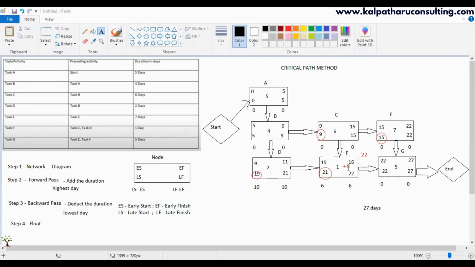Where does the 6 come from? This float. You can delay the activity to the extent of this float, and it will still not impact the schedule. That is what float is.